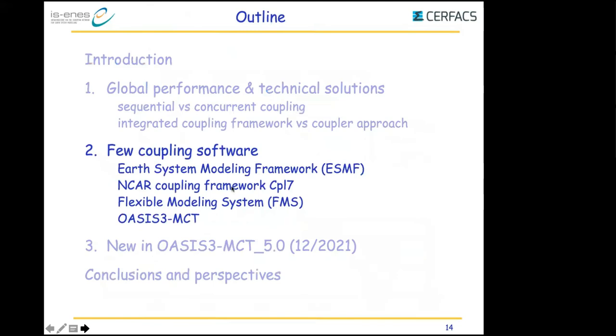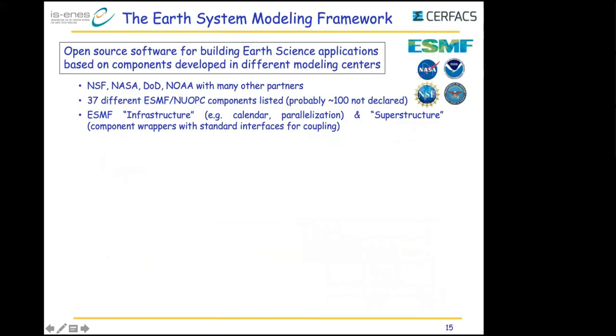So let's start with ESMF. ESMF is the Earth System Modeling Framework. It's an open source software for building earth science applications. It's based on components, of course, developed in different modeling centers. It's funded by different agencies in the States. Today, we have at least 37 different components, that is a model, for example, an ocean or an atmosphere or a land model, that have been adapted to the ESMF NUOPC standards. And this is the number of components listed, but we probably have many more that are not declared.